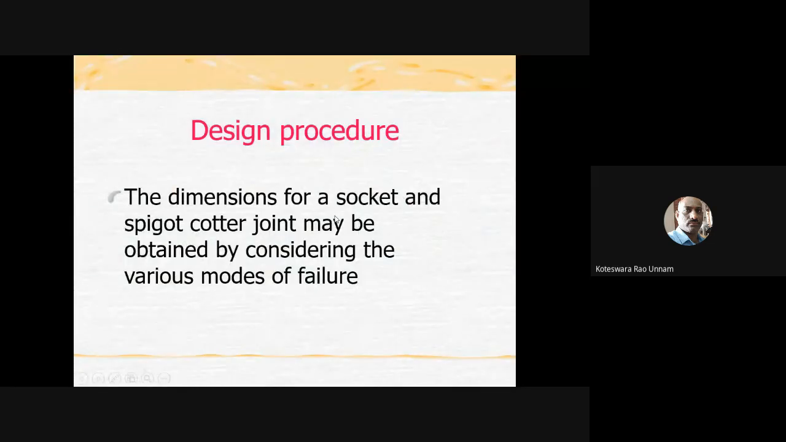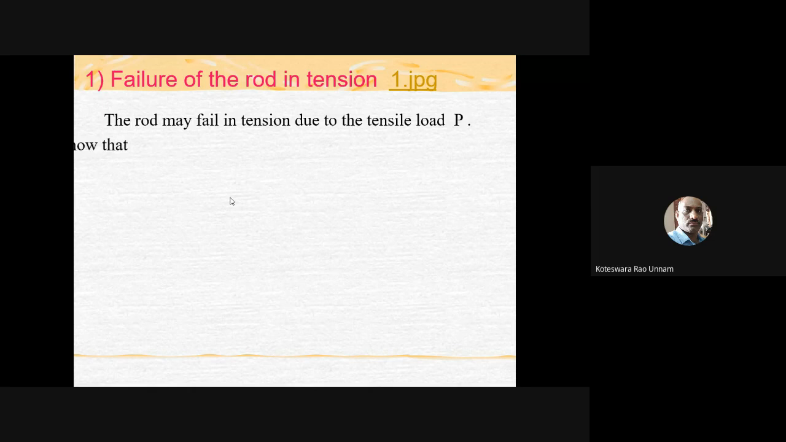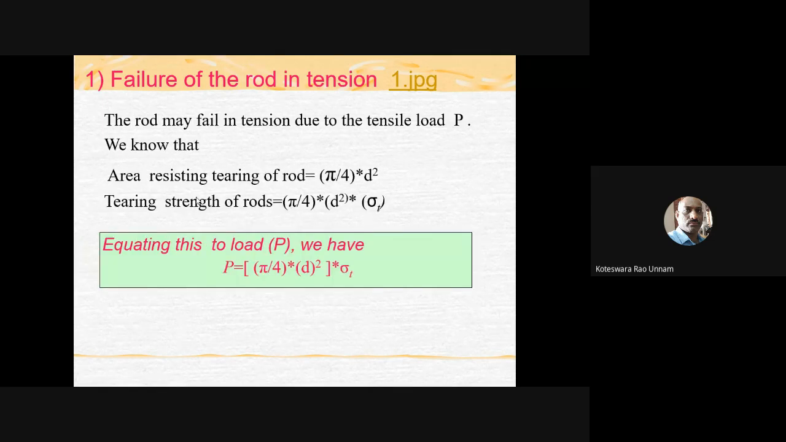So we are discussing about cotter joints. In that we have seen the introduction about these cotter joints in the previous class. Also we started discussing about the design procedure for a socket and spigot joint. So today we'll finish that. In that, first we discussed the first parameter you need to calculate, which is the diameter of the rod.